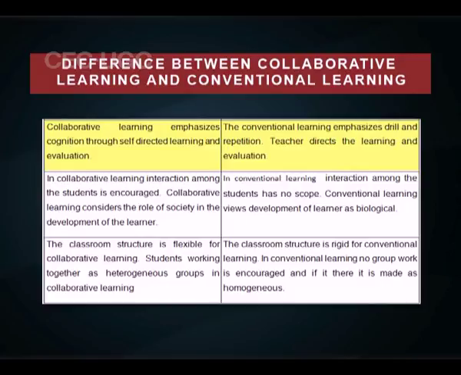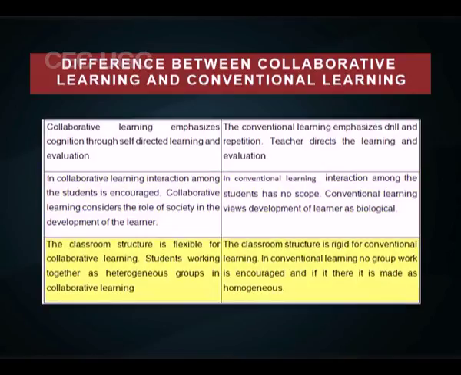Collaborative learning emphasizes cognition through self-directed learning and evaluation. But the conventional learning emphasizes drill and repetition. Teacher directs the learning and evaluation. In collaborative learning, interaction among the students is encouraged. It doesn't have any scope in conventional learning and views development of learner as biological. Collaborative learning considers the role of society in the development of the learner.